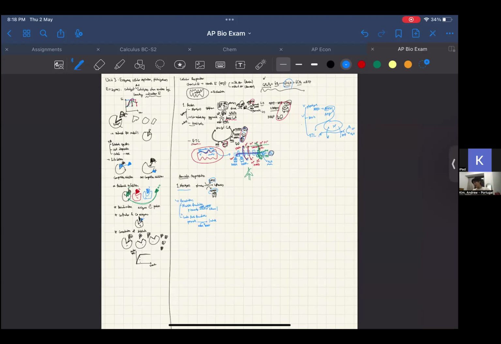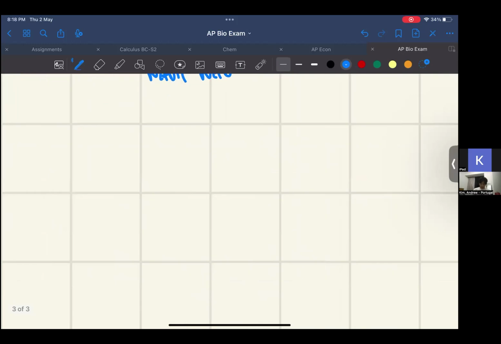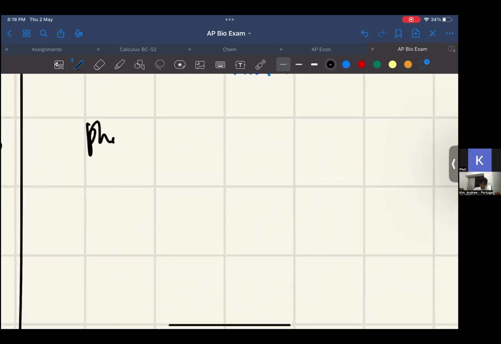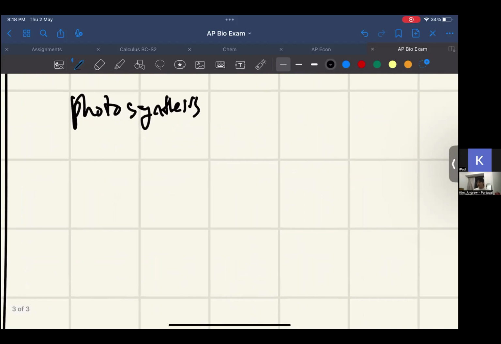Great job. It's really difficult, but you made it. Now, finally, we have one last thing left, which is photosynthesis. Now, where does photosynthesis happen? Well, as I explained in the last video, it happens in the chloroplast, right?